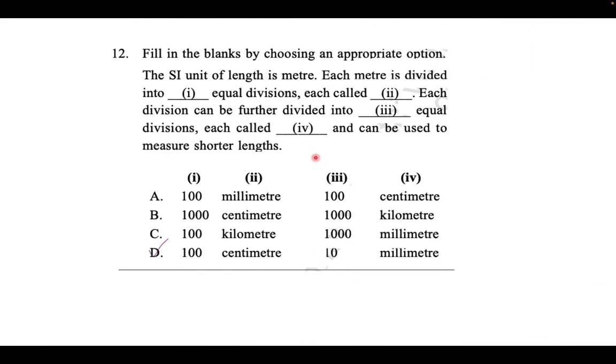The SI unit of length is meter. Each meter is divided into 100 equal divisions, each called centimeters. Each division can be further divided into 10 equal divisions, each called millimeters, and can be used to measure shorter lengths. D is the answer.